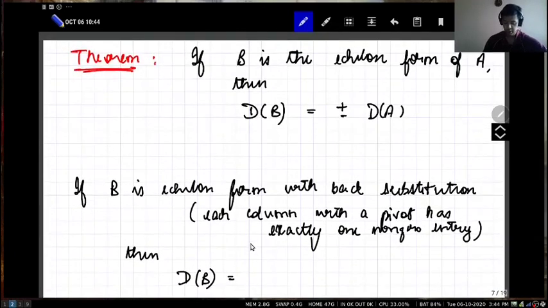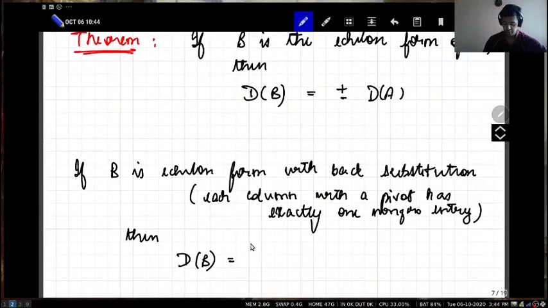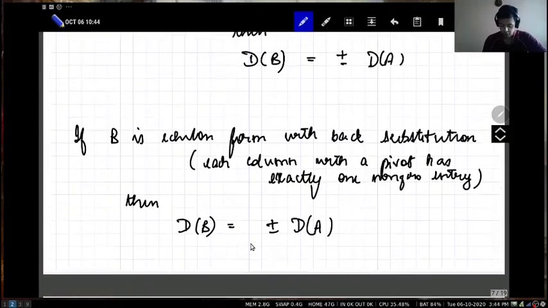And you can generalize this a bit. So in particular, if B is the echelon form with back substitution, so in other words, you take a matrix A and then you bring it down to the echelon form, so you get an upper triangular matrix. But then you can also do back substitution such that each column which has a pivot has exactly one non-zero entry. So it's not just below the pivot that you have zero entries, even above the pivot you have zero entry. So if you have this kind of an echelon form even with back substitution, then D of B is equal to plus or minus D of A, depending on the number of row exchanges required.